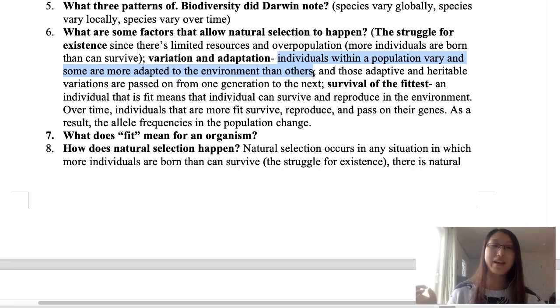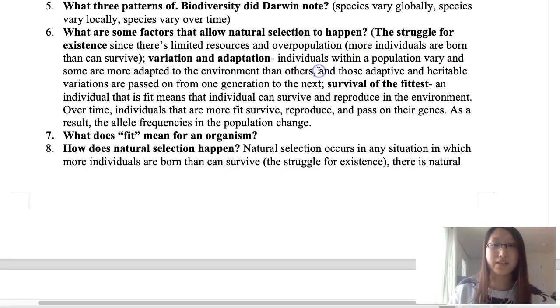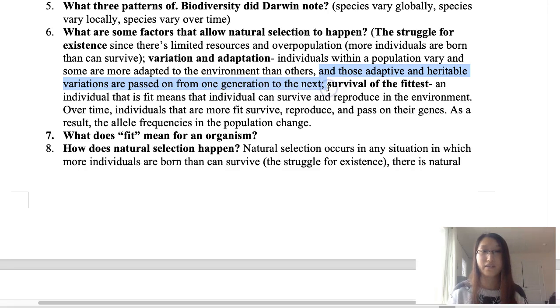And if it happens that these more adaptable traits, such as a long neck for giraffes, are caused by genes that can be passed on to the next generation, then those genes will be passed on. Those adaptive and heritable variations are passed on from one generation to the next. Okay, that's variation and adaptation.